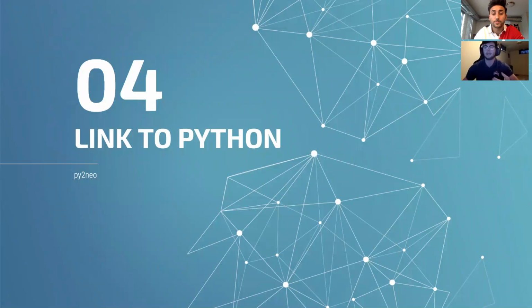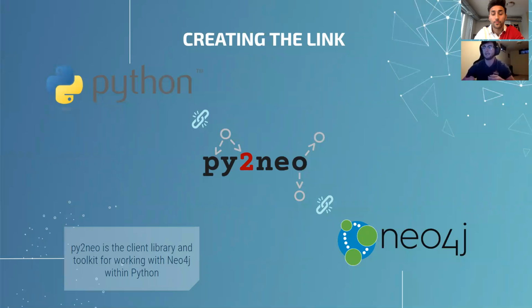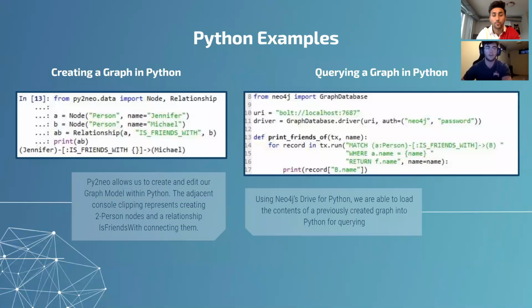So then seeing how we link Neo4j to Python, they're connected using a client library called Py2neo. And this allows us to work with Neo4j and edit a graph schema within Python. So then here, the example on the left would be how you would create and edit a graph within Python. You can see that snippet of code is creating a node Jennifer and a node Michael, both as people, and creating the relationship is friends with. So Jennifer is friends with Michael is the result from that code.